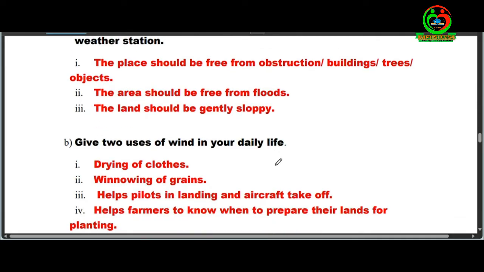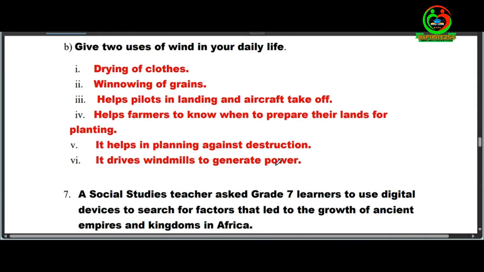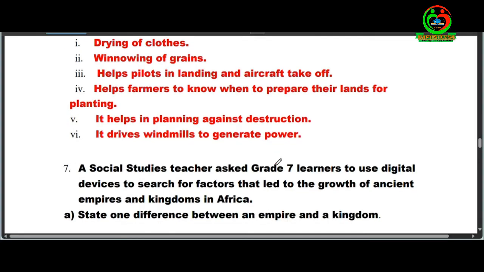Give two uses of wind in your daily life. Drying of clothes, winnowing of grains, helping pilots in landing aircraft, and so on. It helps protect plants against destruction. It drives the windmill to generate power.